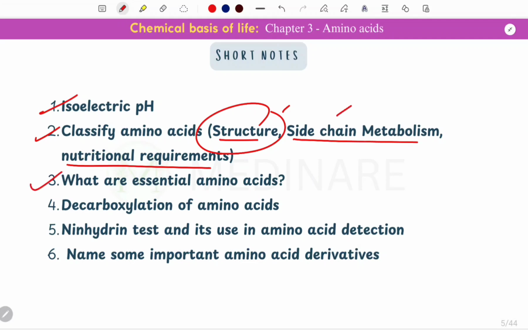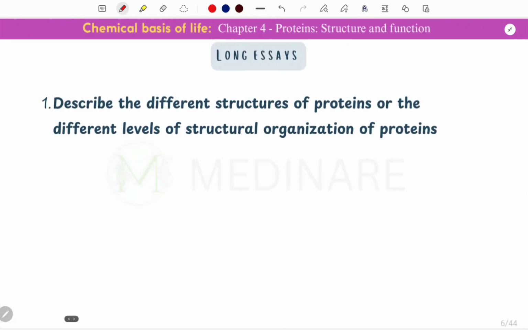What are the essential amino acids? Write about the decarboxylation of amino acids. Write about the anhydride test and its uses in amino acid reduction, and also name some important amino acid derivatives. Okay, moving on to the next chapter, which is proteins, structure and function.